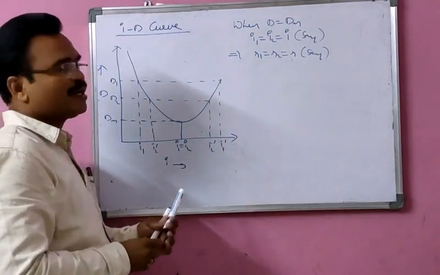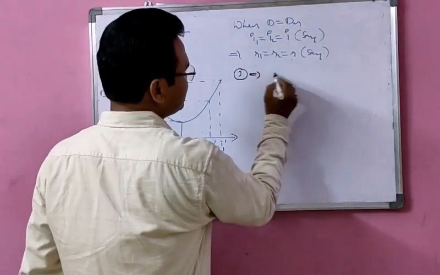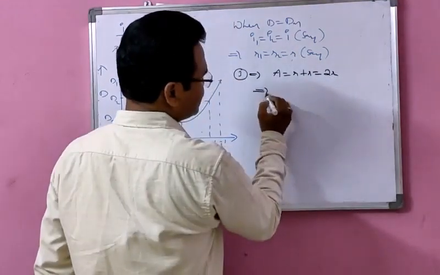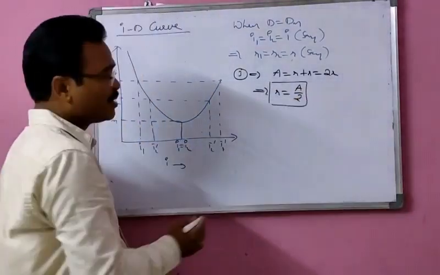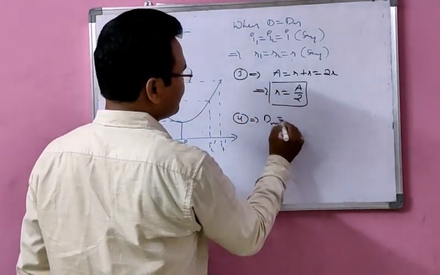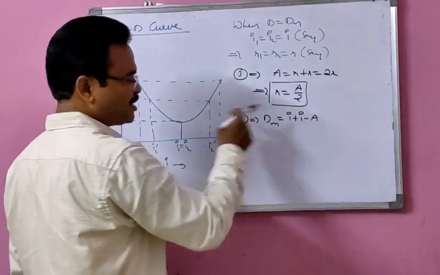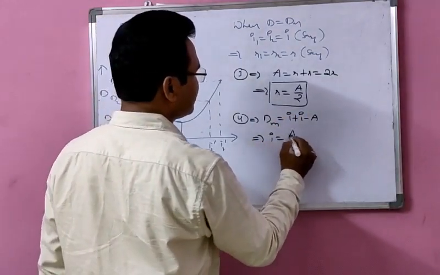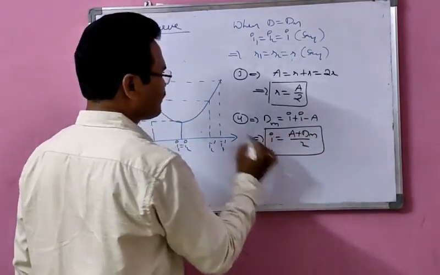Now, we already have equations 3 and 4. Equation 3 implies A equals R plus R equals 2R, meaning R equals A by 2. Similarly, equation 4 implies, in place of D we write DM equal to I plus I minus A. This minus A comes here and becomes plus, and 2I is there. If you want I, it becomes A plus DM by 2. This is the value of I.